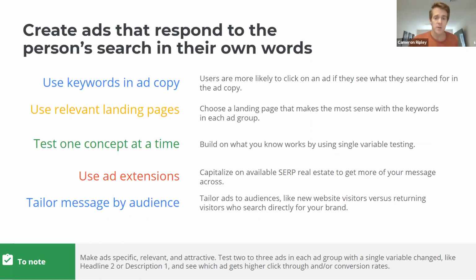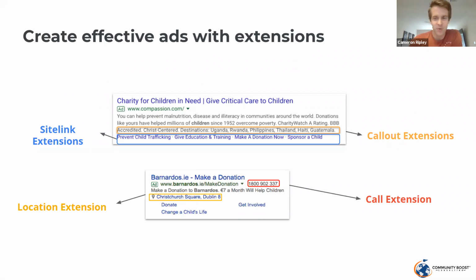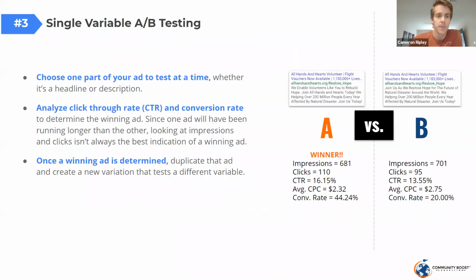Use ad extensions. These are huge and give you more real estate on the first page of Google. And then tailor that message by the audience. So tailor ads to the audience, like returning visitors, for example, compared to someone searching for your brand, right? So create effective ads with extensions. So things like site link extensions really improve the performance. Call out extensions, location extensions can really help. Call extensions. Get comfortable testing all of these and use them.